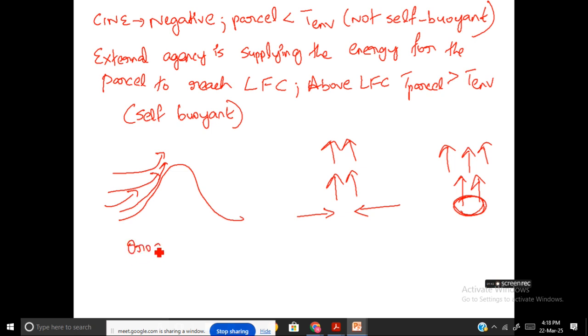So orography, convergence, convection due to solar heating, local heating, and we have also seen frontal mechanisms, which we discussed in previous slides. So these are the different lifting mechanisms that initially help the air parcel to reach the level of free convection. Okay, I hope it is clear.